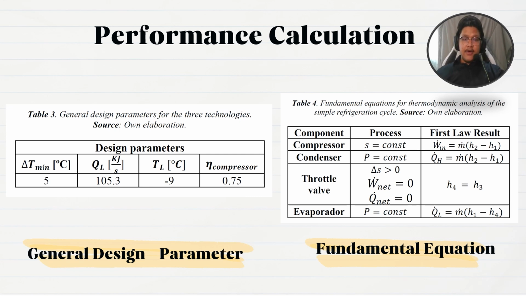Based on Table 4 and the entropy diagram of the slide before, we can know that from state 1 to state 2, it is an isentropic compression in which entropy is kept constant during this process. Besides, enthalpy H is kept constant from state 3 to state 4. From state 2 to state 3, it is a constant pressure heat rejection process, while from state 4 to state 1, it is a constant pressure heat absorption process.